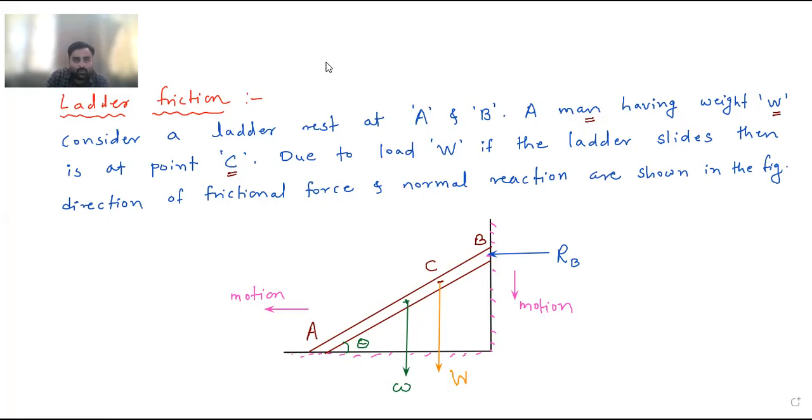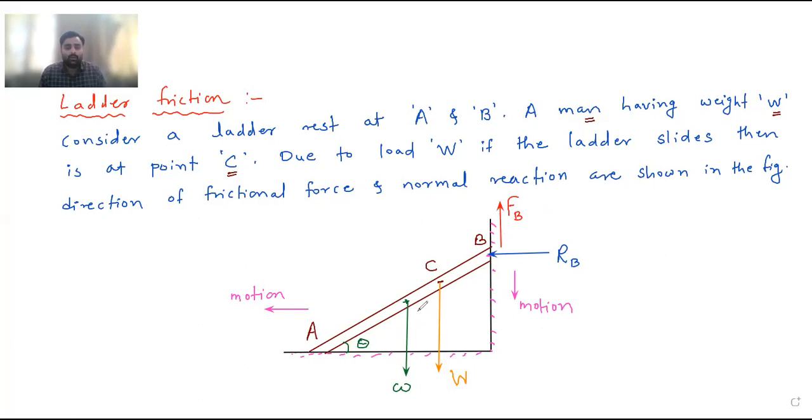So the frictional force, this is the direction of the frictional force. I will call this F, and it is at point B, so it is FB. You can write FB is equal to mu B into RB, because F is equal to mu into R. That is your ultimate formula.